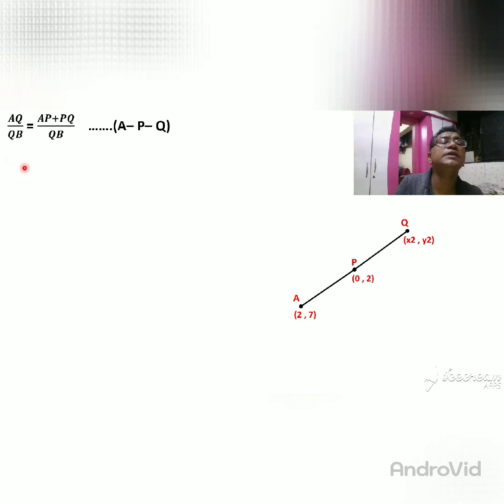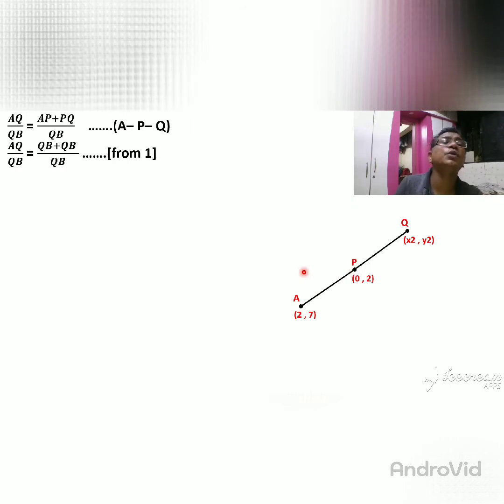So see what they said: AQ upon QB is equal to AP plus PQ upon QB. They said AP is equal to PQ. So AP upon PQ, the denominator is QB. AP is equal to QB, so I write here QB. The plus sign remains as it is. PQ is equal to QB, so I write here QB. So QB plus QB, what do you get? You get 2QB.